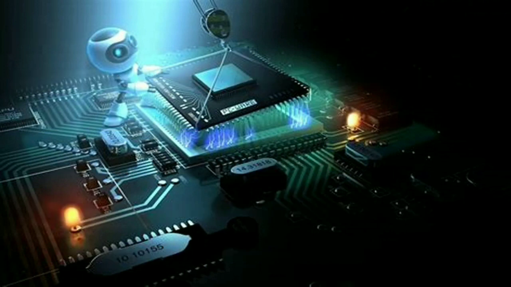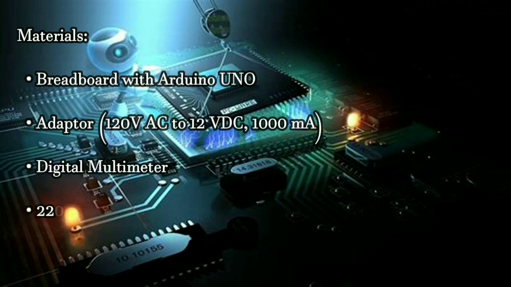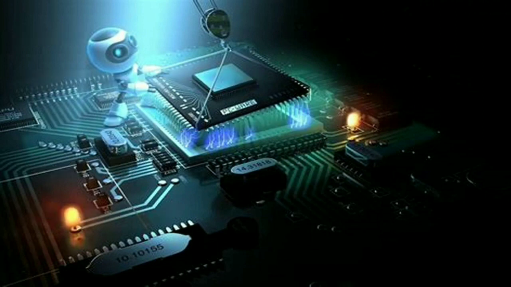The materials that we'll be needing include a breadboard with Arduino Uno, an adapter, 120 volts AC to 12 volts DC, a digital multimeter, a 220 ohm resistor, and LEDs. So without further ado, let's proceed with our first two circuits.